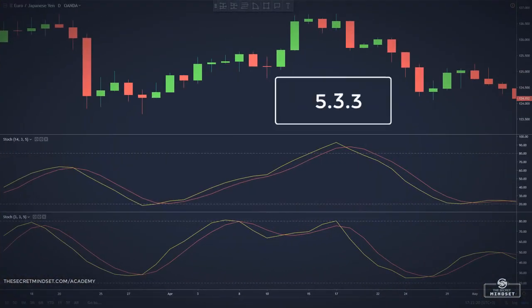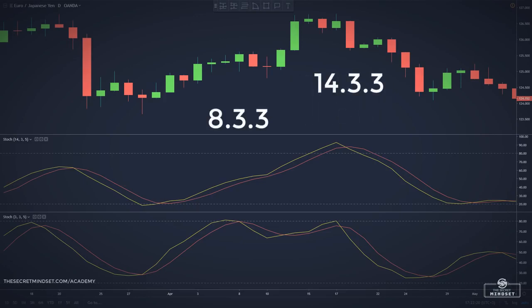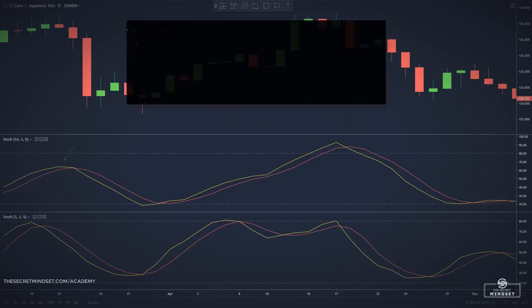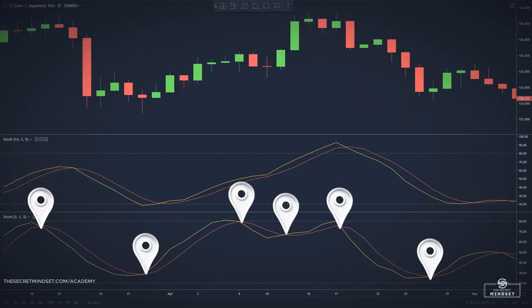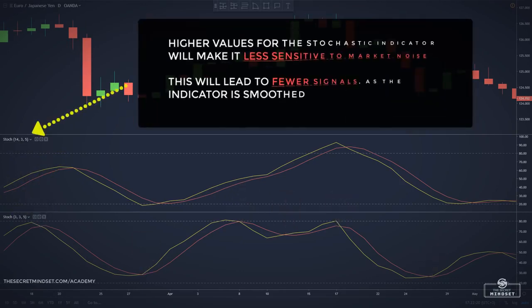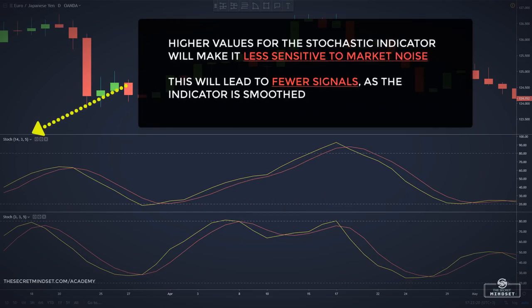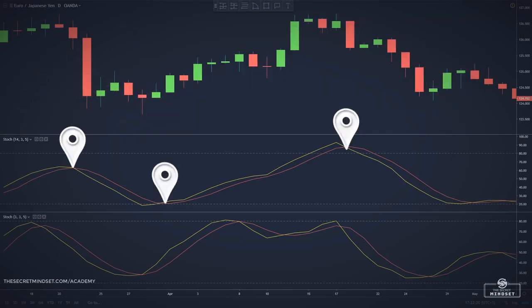The stochastic oscillator comes with the standard 5, 3 and 3 settings. Other common settings are 8, 3 and 3 and even 14, 3 and 3. Depending on your trading style, you have to decide how much noise you are willing to accept with the stochastic. Low values for the stochastic oscillator will make the indicator oversensitive. A stochastic with lower settings will offer a lot of signals, but also comes with a lot of market noise. Higher values for the stochastic indicator will make it less sensitive to market noise. This will lead to fewer signals as the indicator is smoothed.